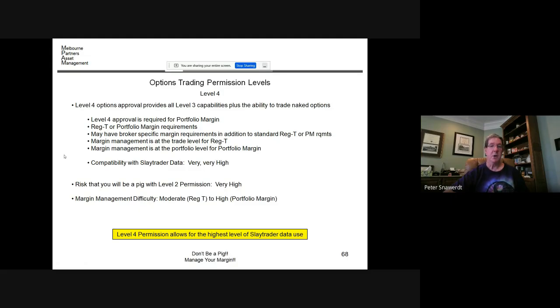If you trade with Interactive Brokers, don't get portfolio margin from them. They're fine through level 3. Try to go get it with Schwab or Fidelity or another broker. That would be my suggestion.